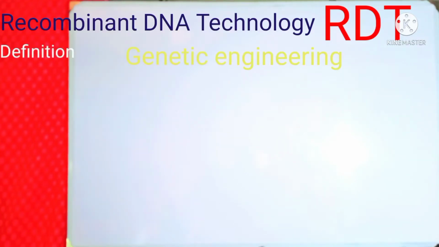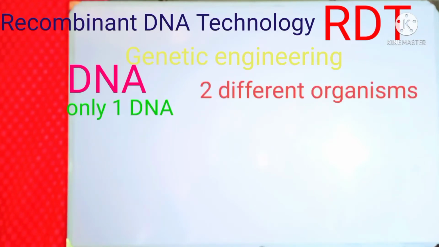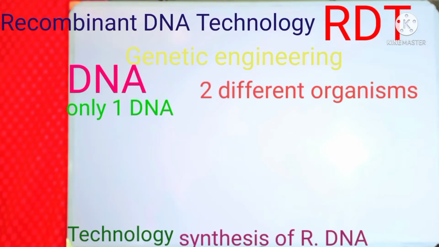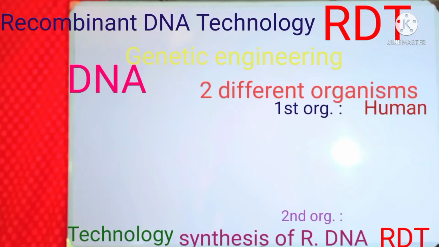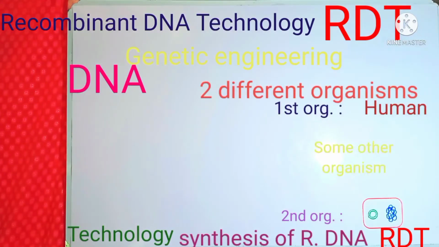Its definition is such a DNA that consists of a single DNA from two different organisms or different sources is known as recombinant DNA, and that technology which is used for the preparation of recombinant DNA is known as recombinant DNA technology. You must memorize that during the formation of recombinant DNA, two organisms are involved. The first organism may be a human, but the second organism is either a bacteria or some other organism.